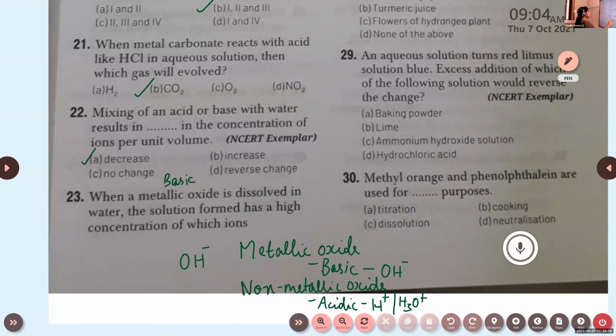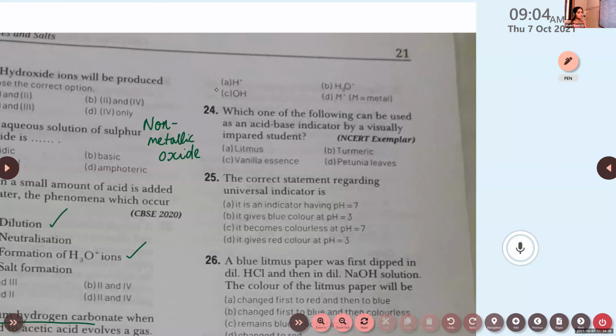So here the correct option is option C, OH minus ions. Okay. So these are the four options: A, H plus; B, H3O plus; C, OH minus; D, M plus. So OH minus. What is M plus? Metal ion. Okay, that is M plus. Then question number 24.